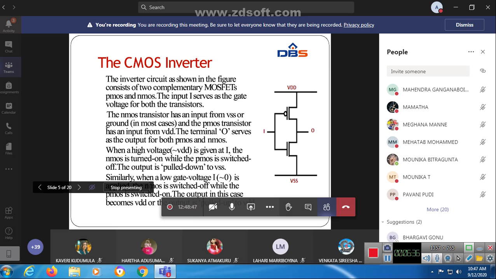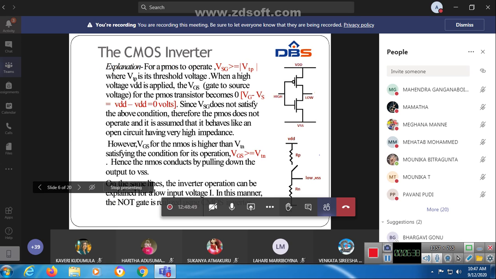So now coming to the operation of the circuit. For the PMOS to operate, VSG must be greater than or equal to VTP, where VTP is the threshold voltage. We already know the cut-in and cut-off voltages. Whenever the input voltage crosses the cut-in voltage, only then will the device be operated.